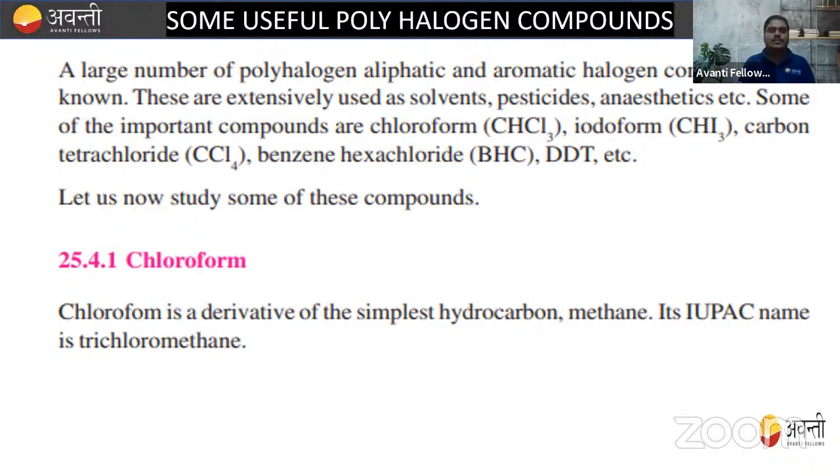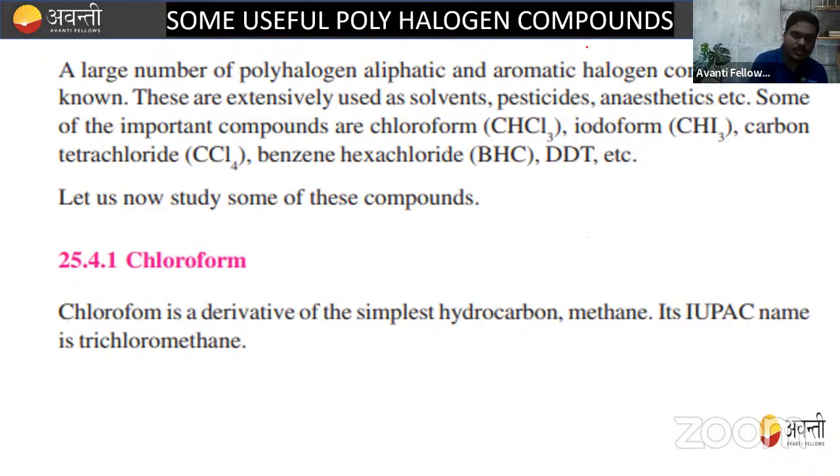So what are polyhalogen compounds? A large number of polyhalogen compounds, these are basically theoretical concepts, right? So let us quickly look at them so that afterwards we can do our questions. A large number of polyhalogen compounds and aromatic halogen compounds are known. These are extensively used as solvents, pesticides, and antiseptics, and some important compounds are chloroform, iodoform, carbon tetrachloride, benzene hexachloride, BHC, and DDT.